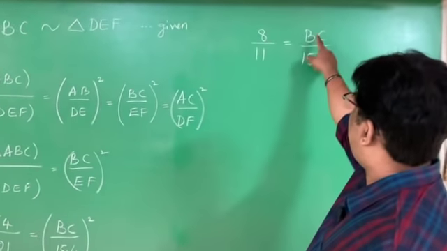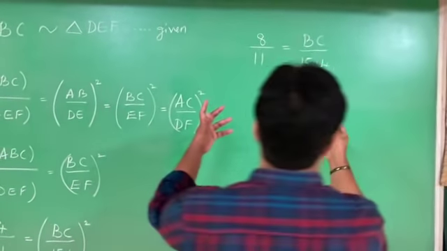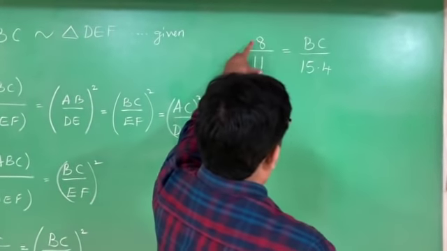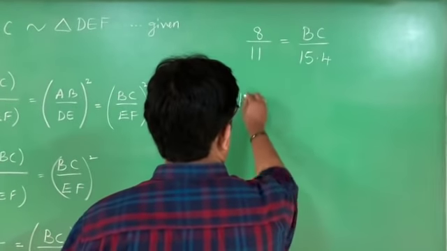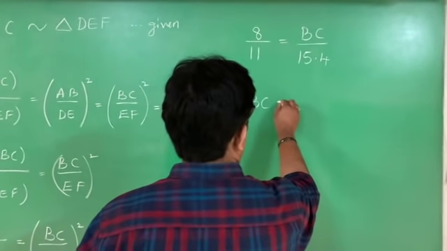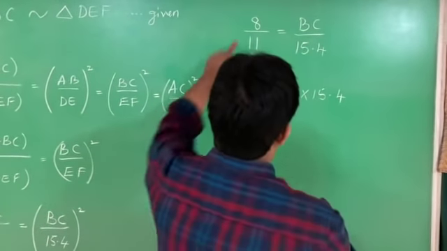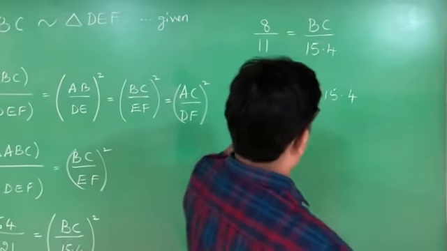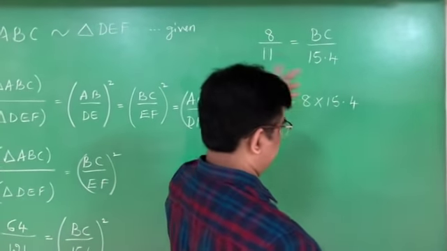8 by 11 is equal to BC by 15.4. The next step is cross multiplication. 11 into BC, 11 BC is equal to 8 into 15.4. 8 into 15.4, cross multiplication. This I got by taking square roots on both sides.